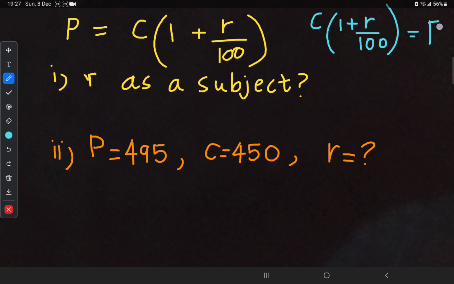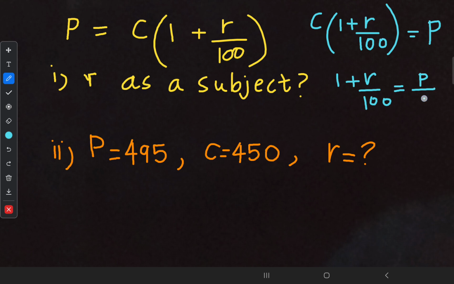Then after, just think about it, we have to make R our subject. For that, here R divided by 100 is added with 1. Then the total function is multiplied by C, which equals P. Now let's bring this C over as a division first. So 1 plus R upon 100 should be equal to P divided by C. Not subtraction, it should be a division.